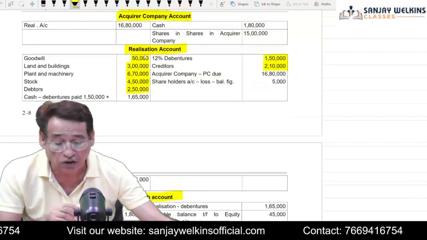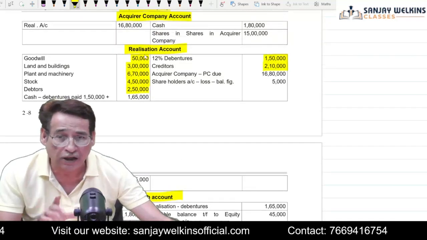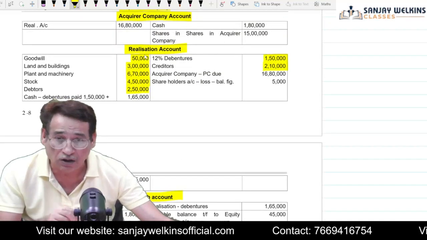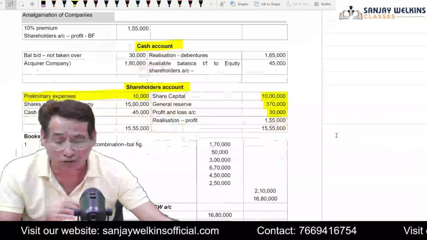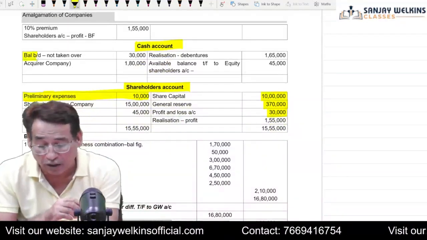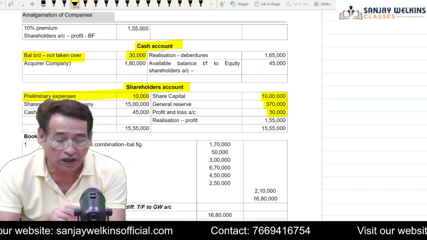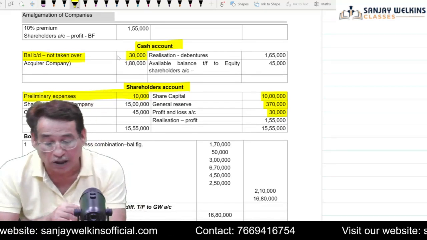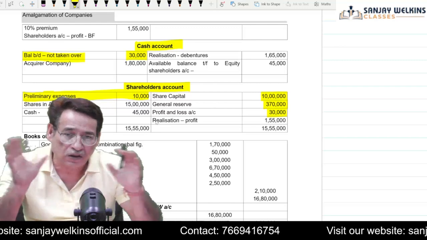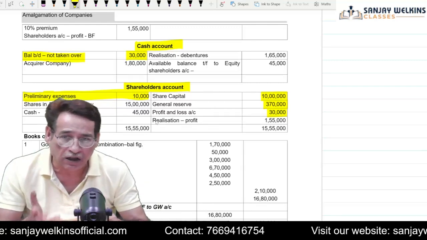Besides that, regarding cash at bank, it was written that cash at bank is not taken over. So if it is not taken over, then I will write in the cash or bank account, to balance brought down. Is it clear to you? You can write cash at bank account. There you are going to write balance brought down 30,000. This is how your assets and liability side will get closed down.